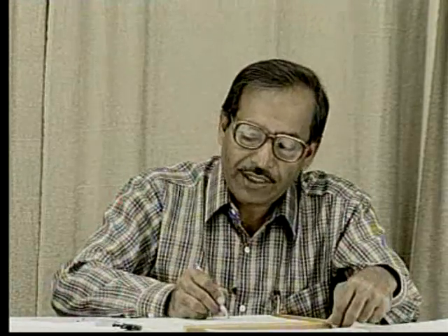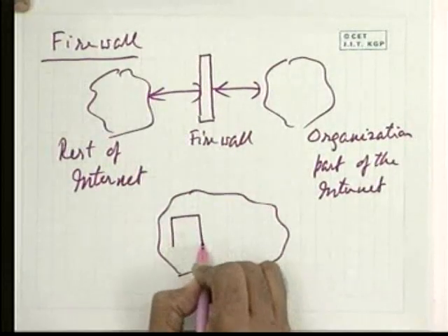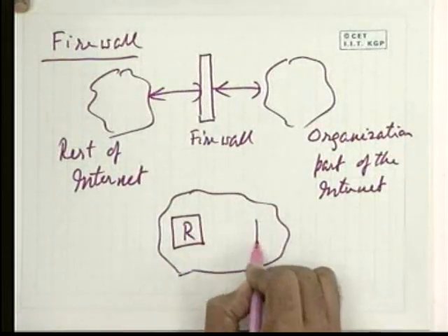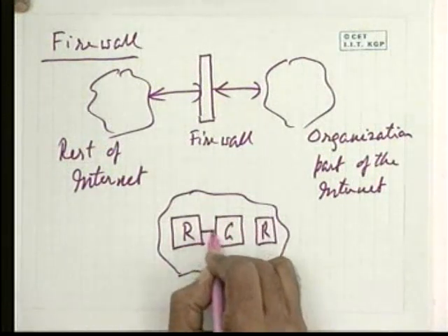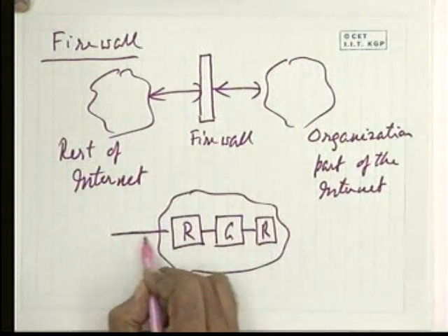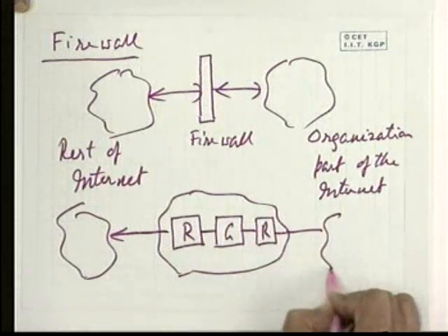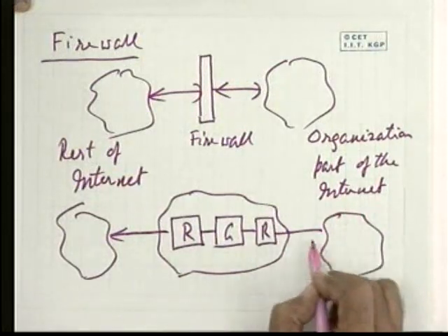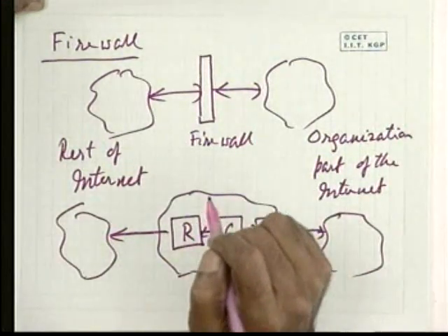What are the building blocks of a firewall? How can you create a firewall? Let us try to see. The firewall can be created by using two routers and a gateway, an application gateway. This side we can say is the rest of the internet, and this side is the part of the internet. Let us try to understand what these routers and the gateways are doing.